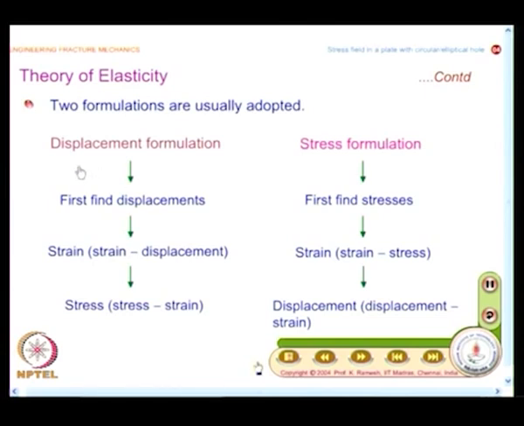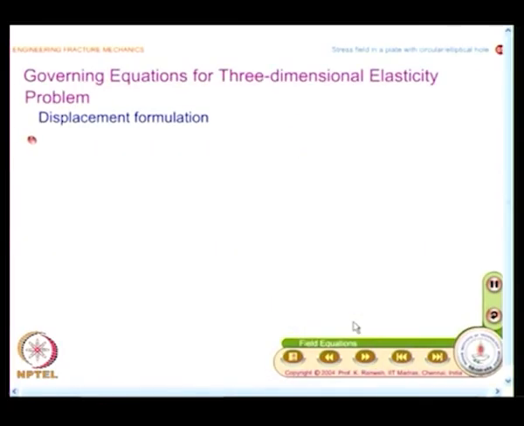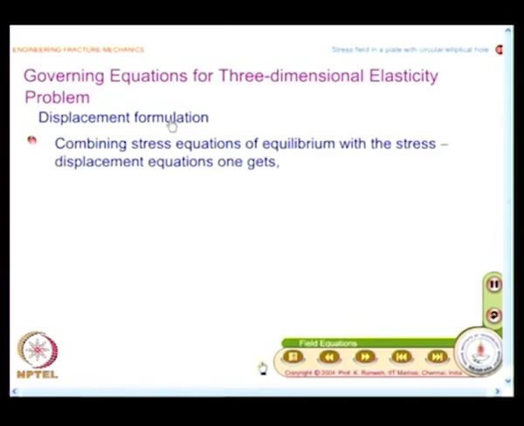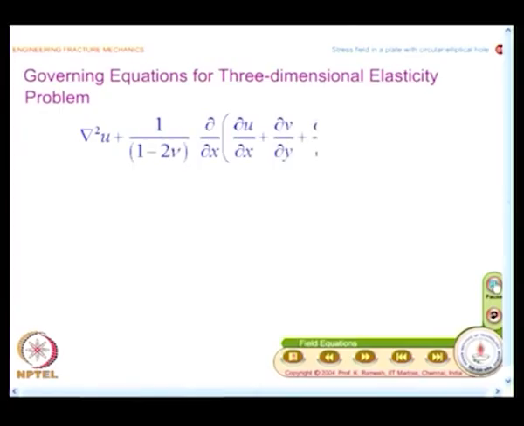And we look at each of these formulations, what kind of governing equations you have. We would first develop it for a 3-dimensional scenario, then simplify it for planar problems. So, in the case of displacement formulation, you can get the governing equations by combining stress equations of equilibrium with the stress displacement relations. So, this gives you, they are in a cyclical order, we will look at them.